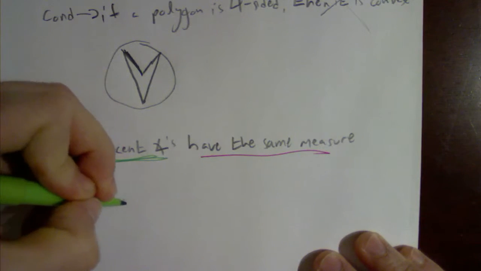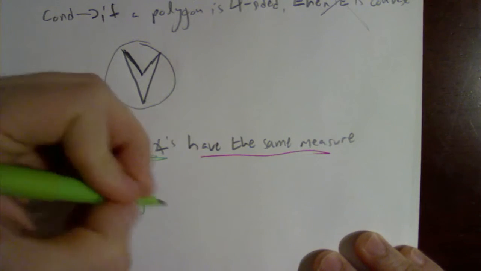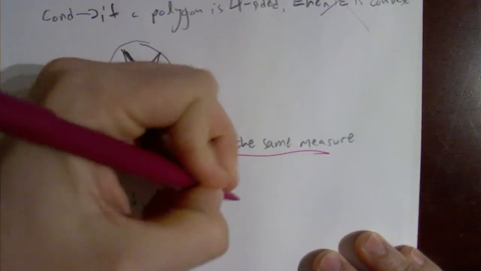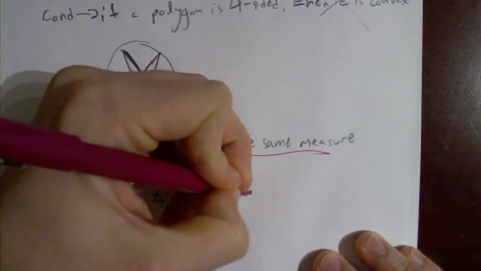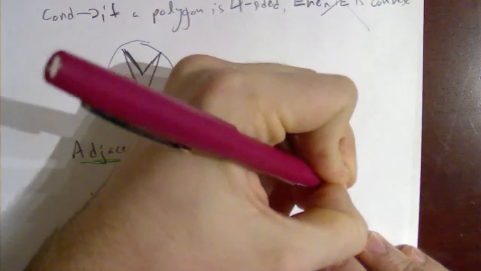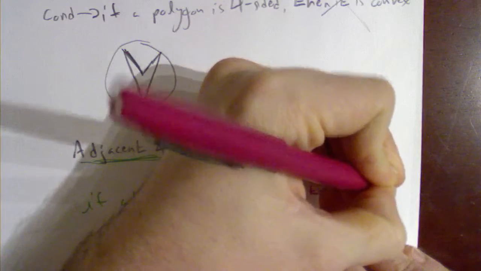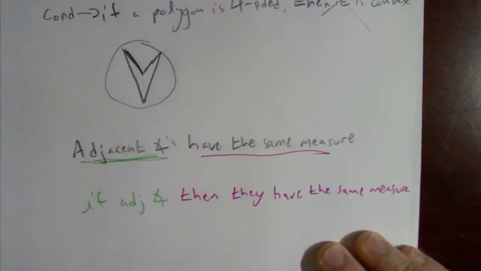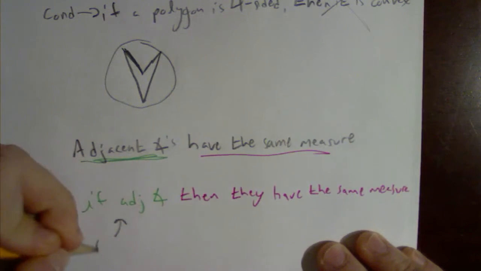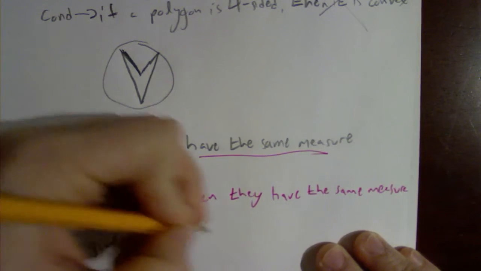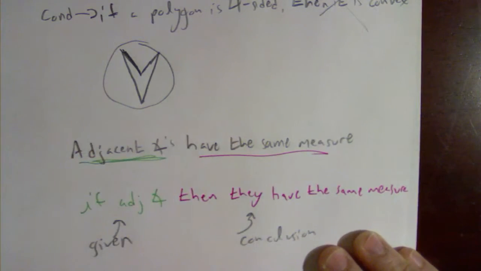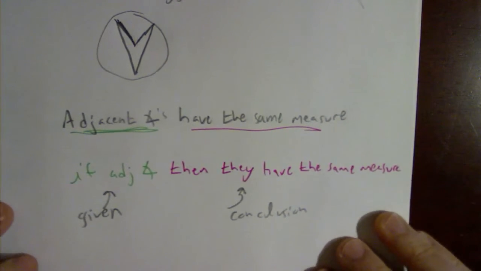If ADJ, I'll do for adjacent angles, then they have the same measure. Well, here's my conditional. This was my given. This was my conclusion. Is this a true conditional statement?